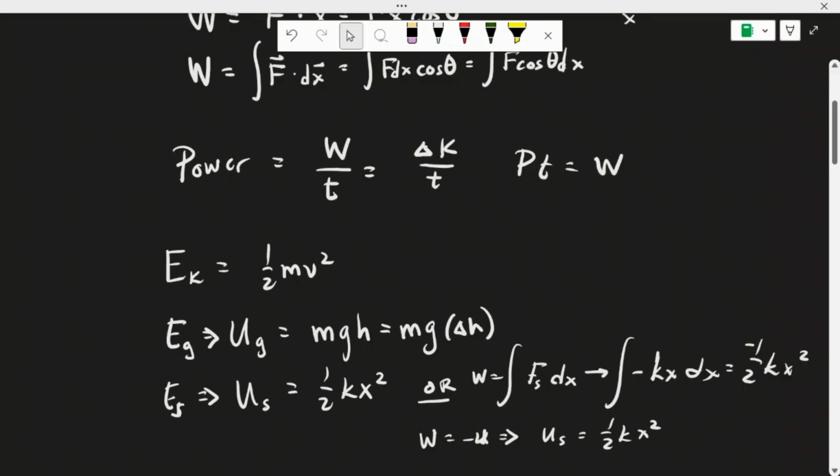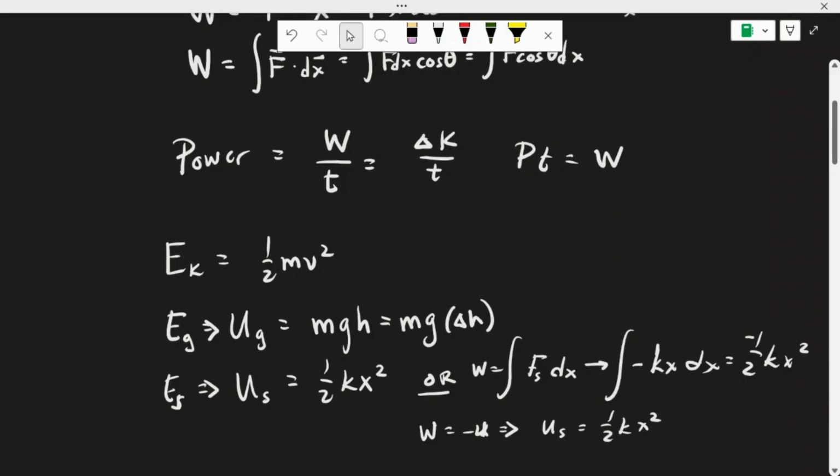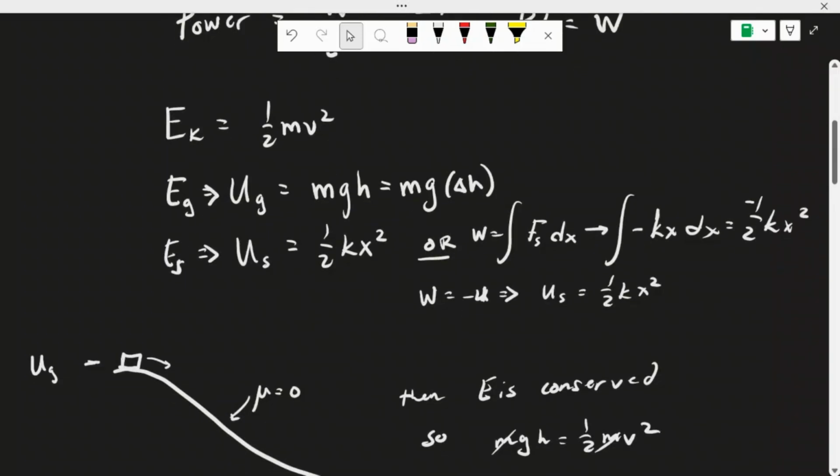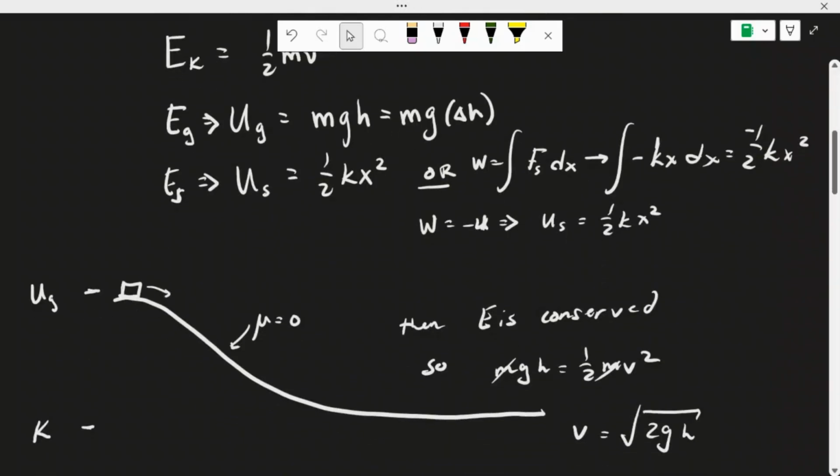This is probably the one that you will use the most. Power times time equals work. The kinetic energy is 1/2 mv squared. The potential energy due to gravity is mgh, or really mg delta h, but you can always define the lowest height in your problem to be 0, and then relate it to that lowest height, so that it's just equal to h. And then the potential energy from a spring, if it's a linear spring, is 1/2 kx squared.